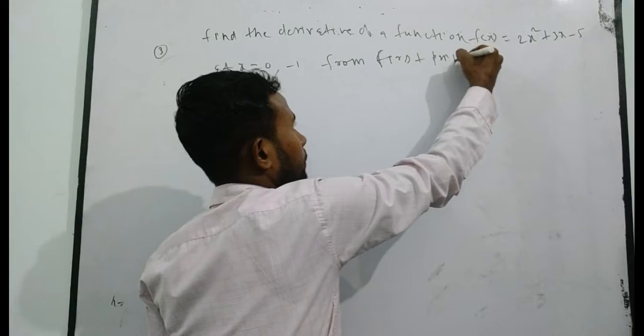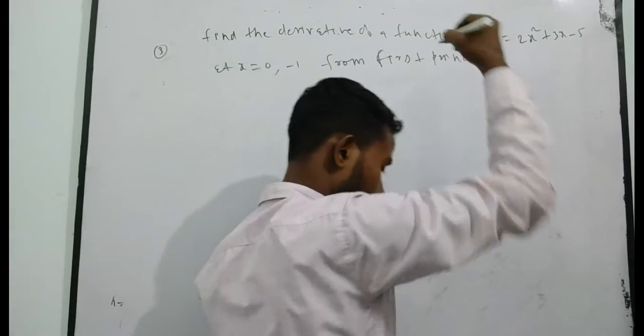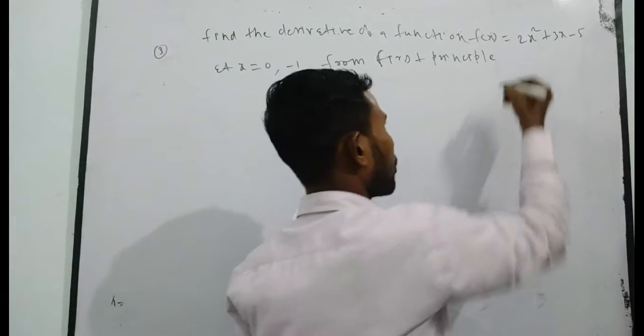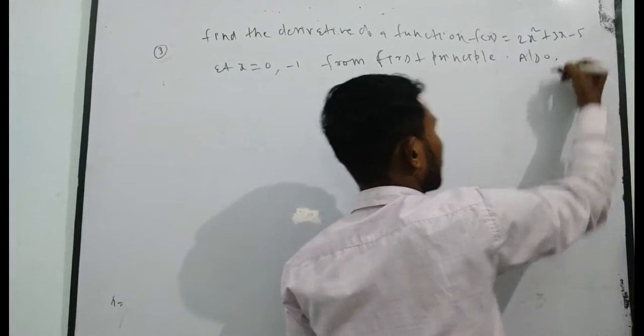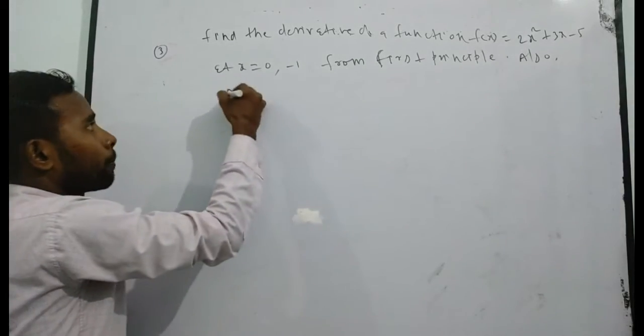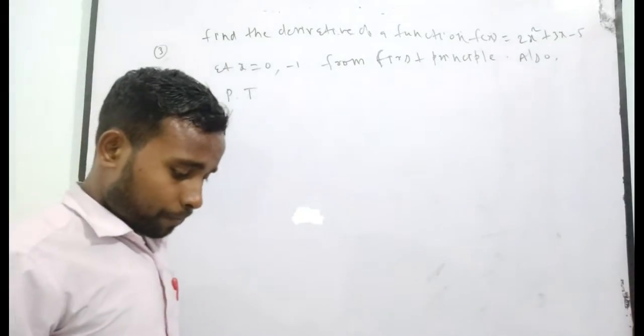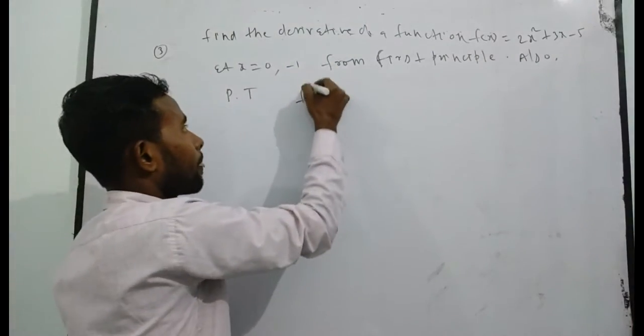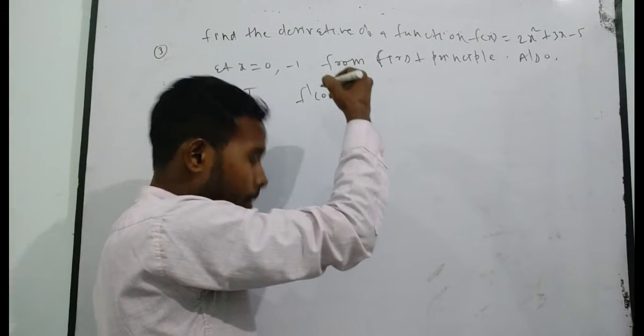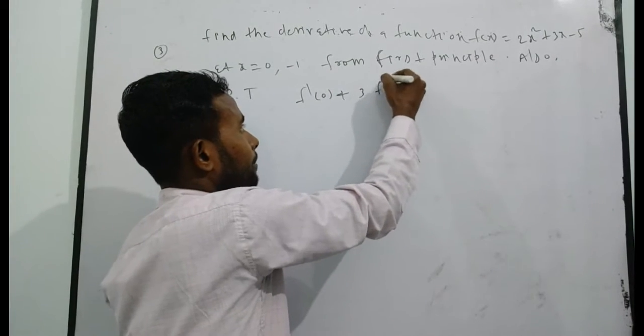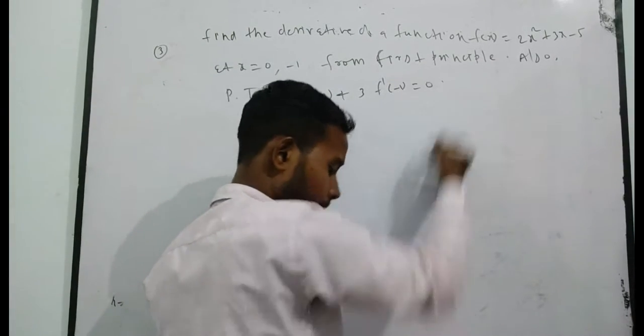From first principle. Also prove that f dash 0 plus 3 times f dash minus 1 is equal to 0.